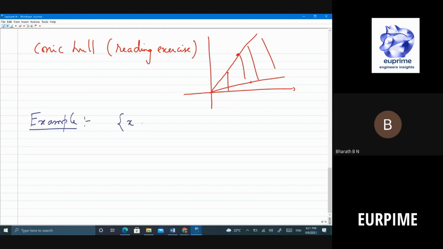The set of all x such that A transpose x is less than or equal to B. What is this set called? Remember, what is A transpose x equal to B? The set of all x such that A transpose x equals B. What is that? Hyperplane, right? So what is A transpose x less than or equal to B? It's all the points on the hyperplane and below the hyperplane. It's called a half space. Did I mention that before? No? Okay, so this is called a half space.